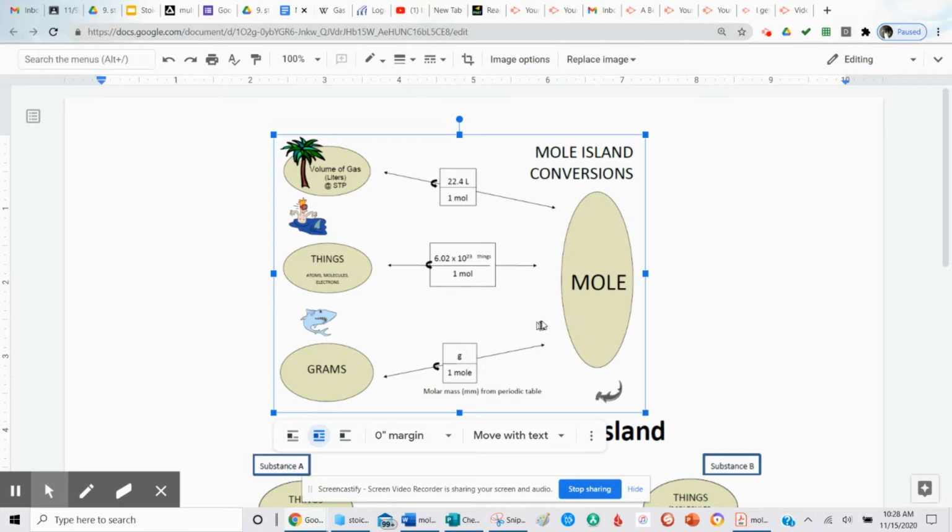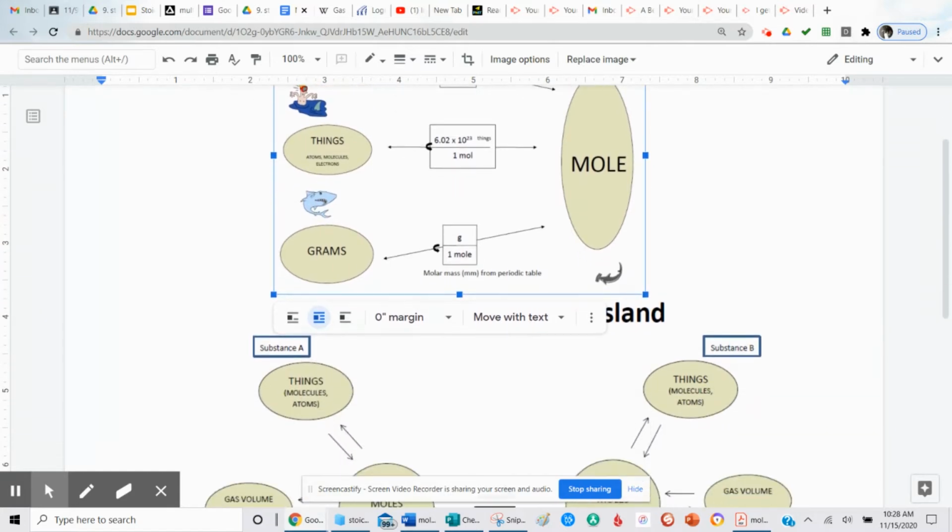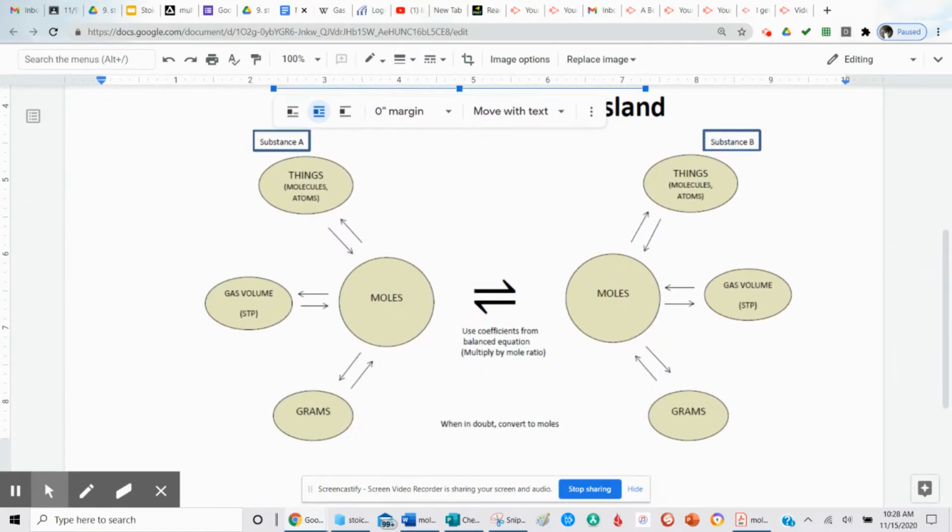Grams to moles or moles to grams, we use our molar mass, and that molar mass is from our periodic table. Here's your little hint. And for instance, carbon is 12.01 grams for every 1 mole. So 1 mole goes with this conversion, our one substance conversion between units. So let's put that on our full stoichiometry map so you can see what I'm talking about.